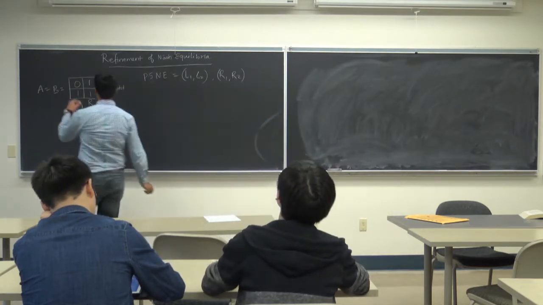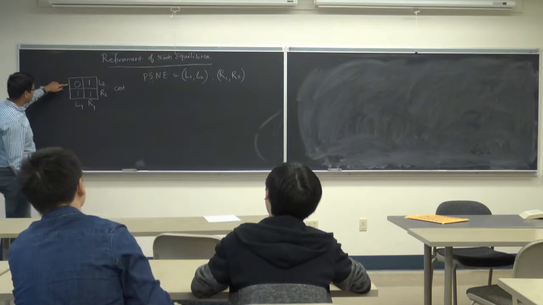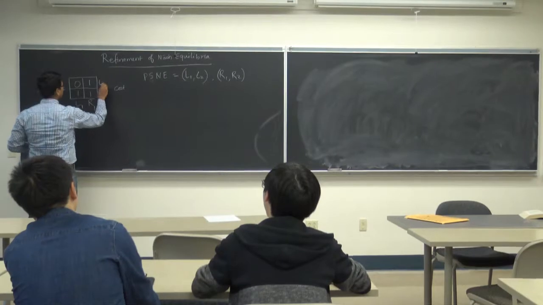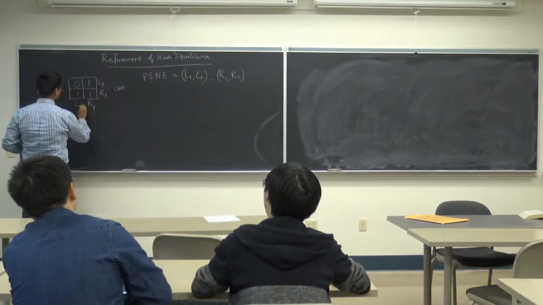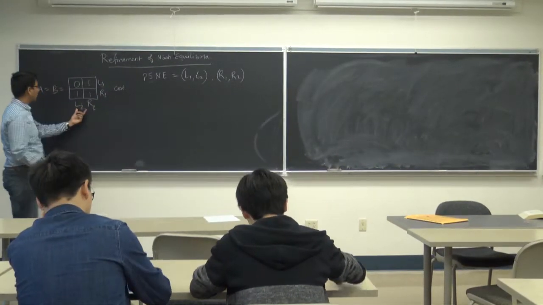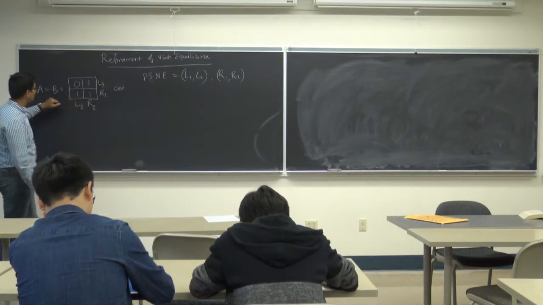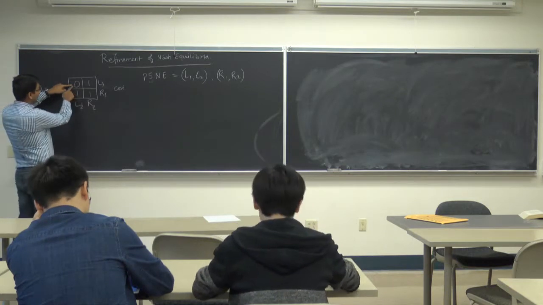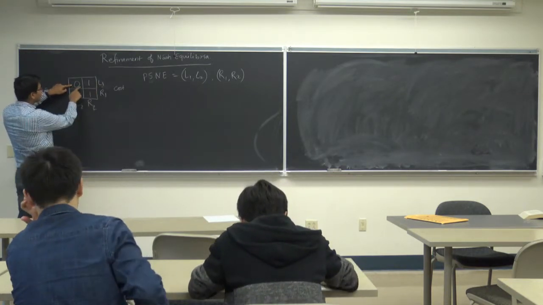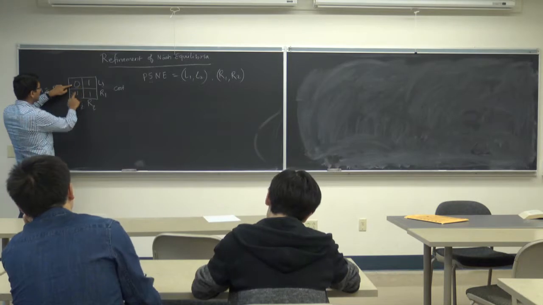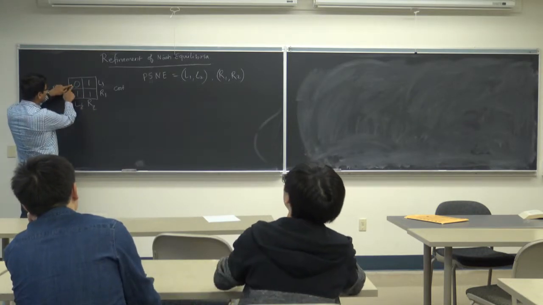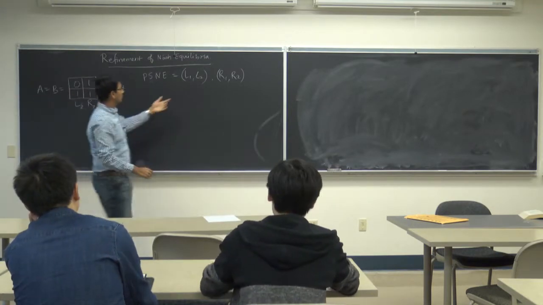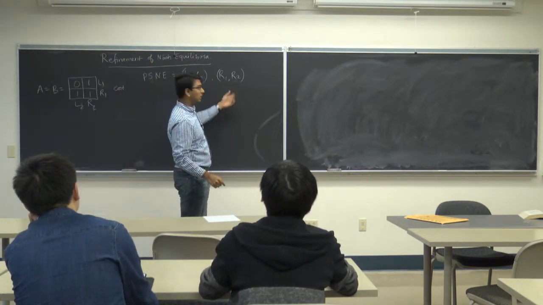So let's see if the first player sticks to L1, right? Oh, sorry. This should be L1, R1, and this should be L2, R2, right? So player 2 chooses column, player 1 chooses rows. If player 1 chooses L1, then L2 is the best response for player 2. If player 2 chooses L2, then L1 is the best response for player 1, right? So this is an equilibrium, and same thing for R1, R2, too.